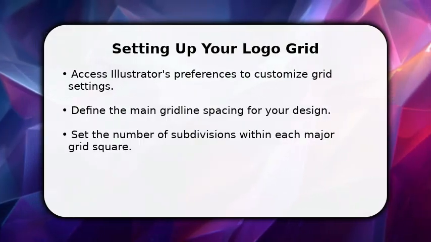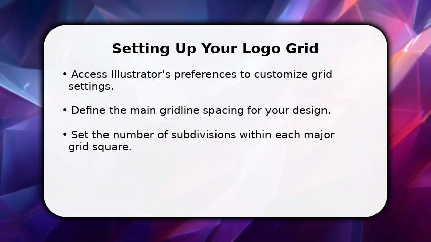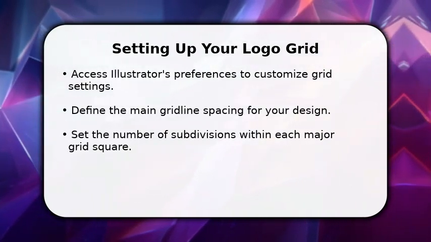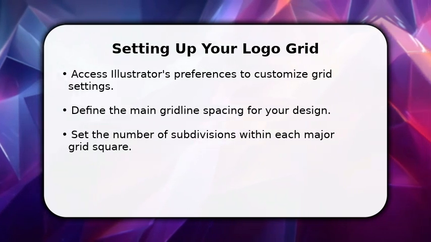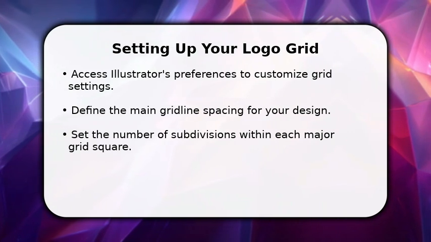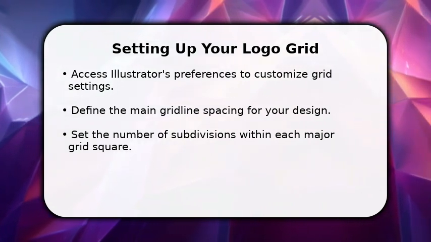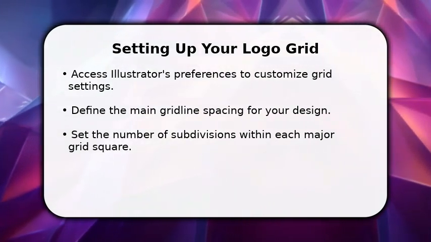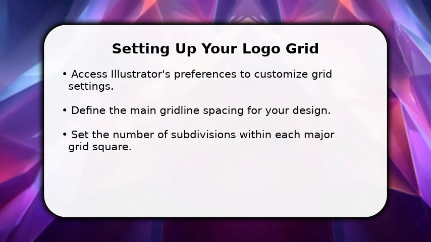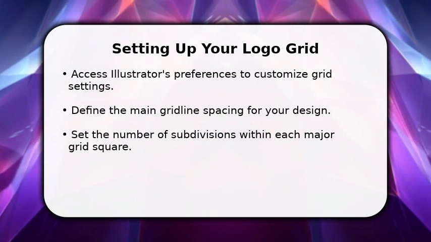In this video, I will explain how to make a grid for your logo in Illustrator. First, open Illustrator and navigate to the Preferences menu. Here, you will find the Guides and Grid section. This is where we will customize our grid to provide a structured foundation for your logo design. Setting up your grid correctly is the first crucial step towards achieving a balanced and professional-looking logo.